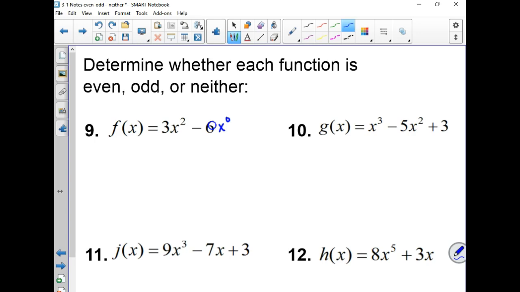If I were to plug in a negative here, they would not change signs because of those even exponents. So, this will be an even function. Number 10, I have an odd exponent here, and I have an even exponent here. So if I have both an odd and an even exponent in a polynomial problem, then I know immediately it can be neither even nor odd. So this one, I would say, is neither.